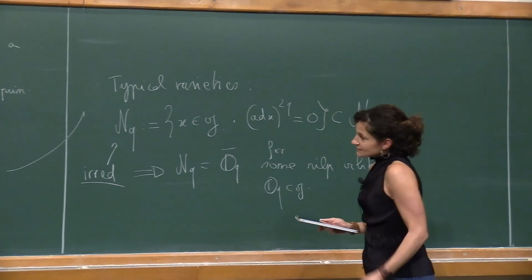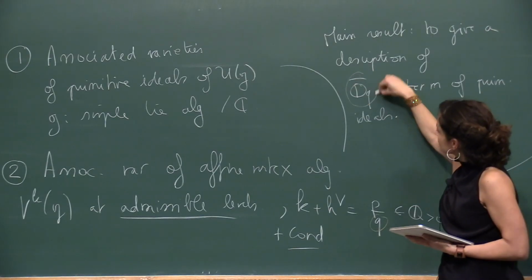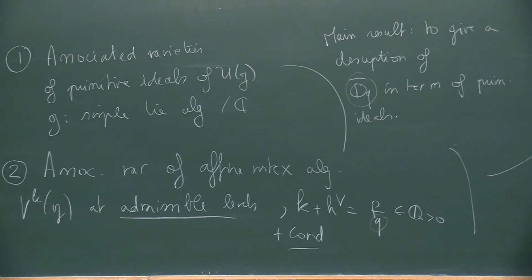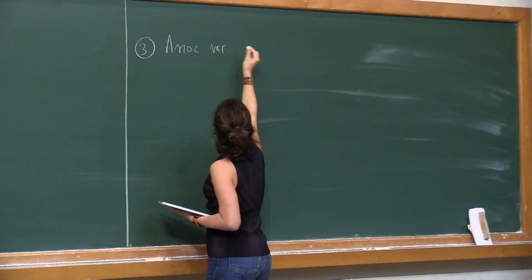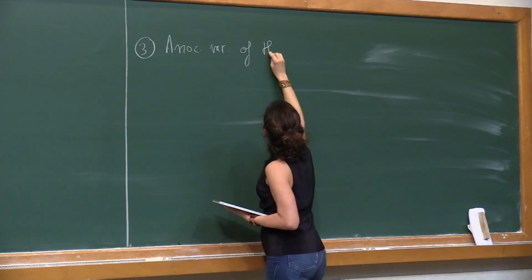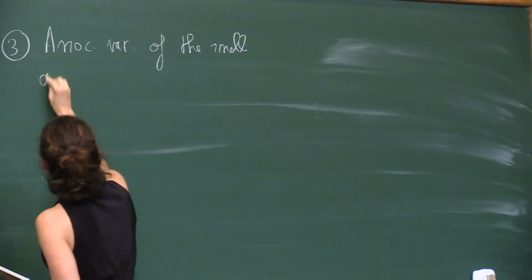And after that, more recently, we observed that these varieties, these closures, also appear in the context of associated varieties related to the small quantum group. So this is the last context. Here, I'm not going to say so much, but I can explain right now the connection. So the last context is the context of the associated variety of the small quantum group.